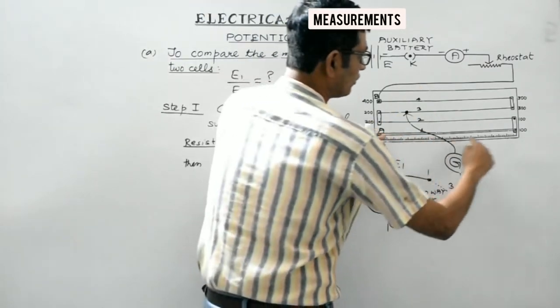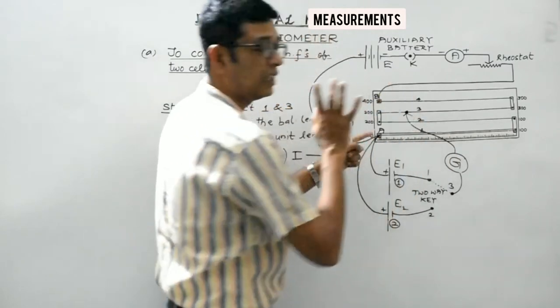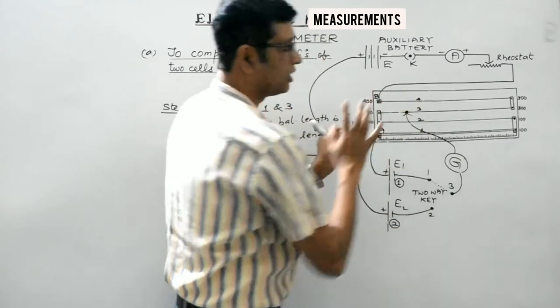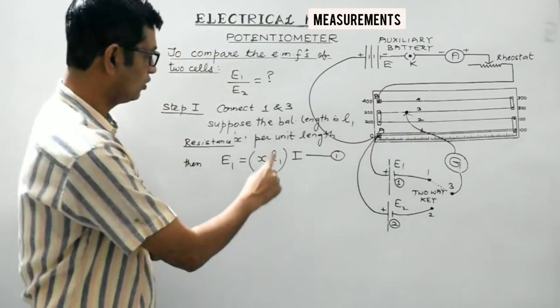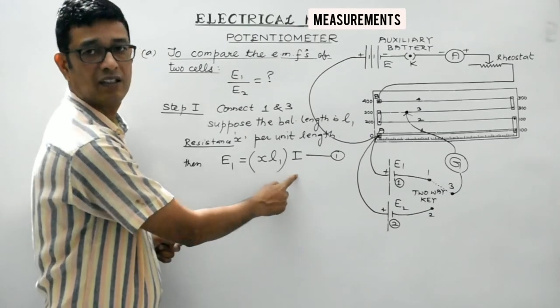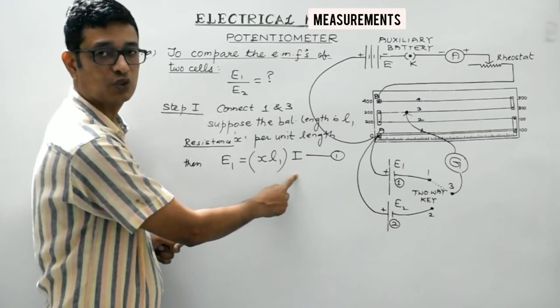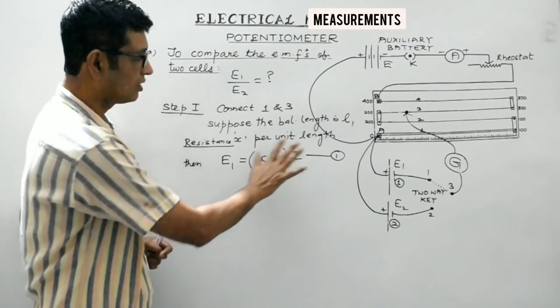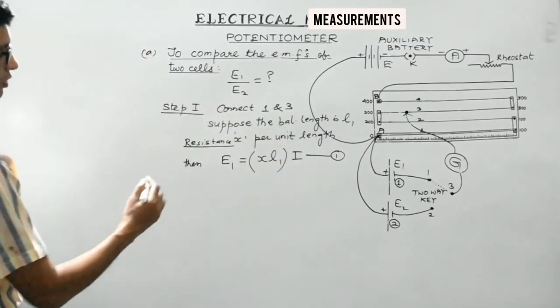So if the length of this portion is considered to be L1, then the resistance offered by this portion of the potentiometer would be XL1. So this is XL1 as the resistance offered by portion L1 of the wire. I is the constant current which is made to pass through it. I into R, that's the potential difference. Clear, students? So this is step number 1. Now step 2.